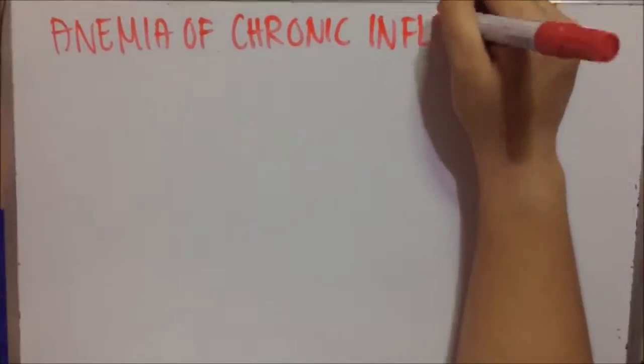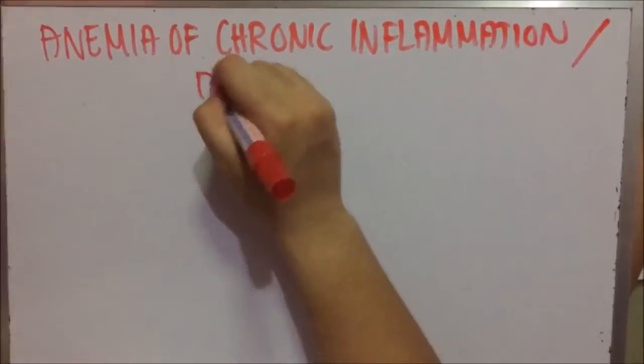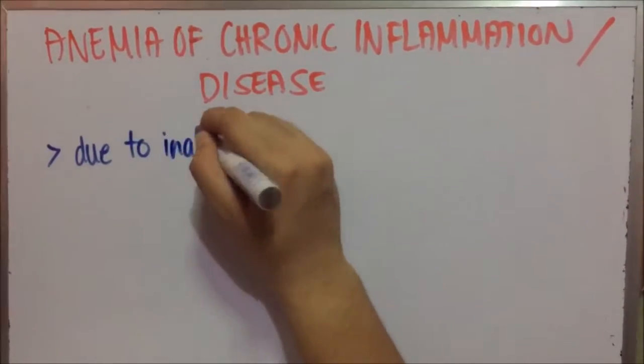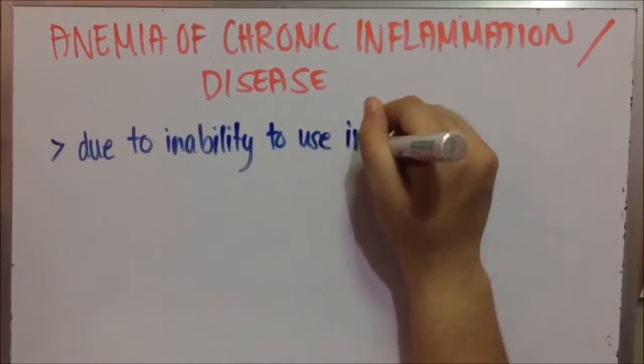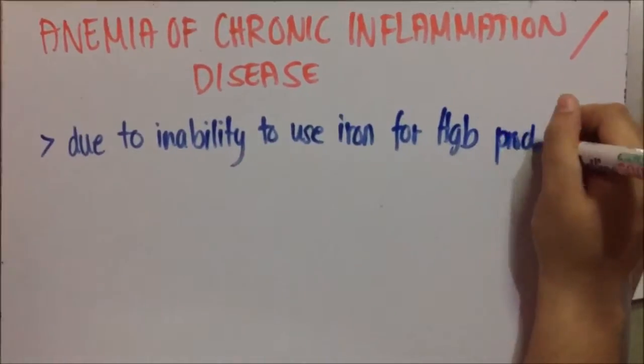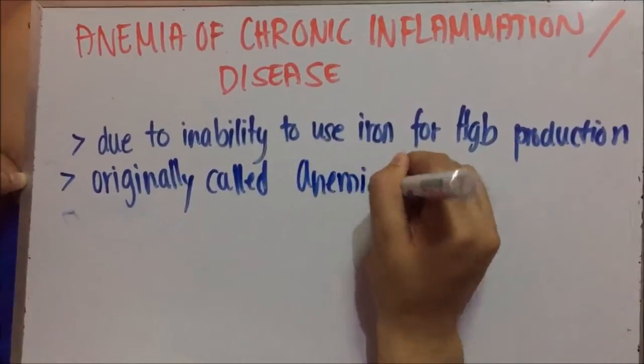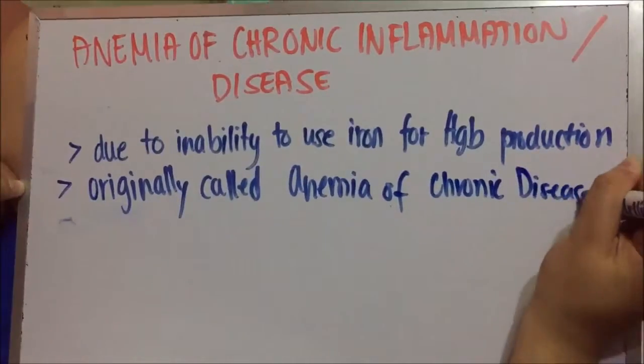Next is anemia of chronic inflammation or disease. This type of anemia is due to inability to use iron for hemoglobin production, and was originally called anemia of chronic disease.